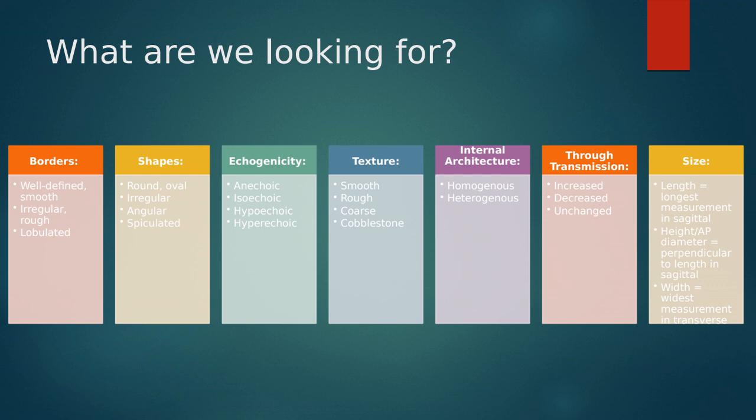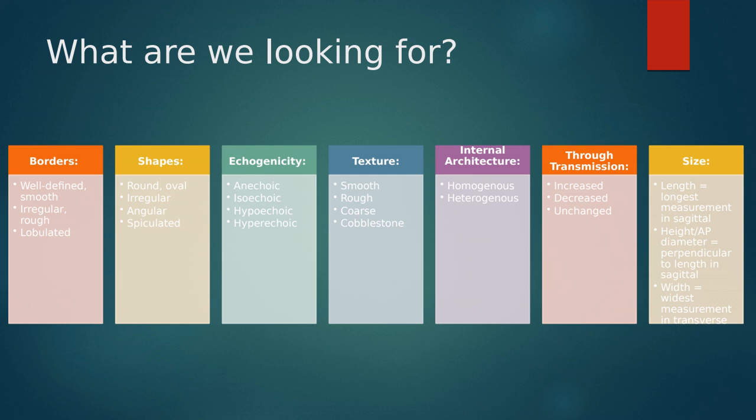The texture and the internal architecture are going to go along with that echogenicity. So the texture, are those echoes nice and uniform and aligned? It's smooth, or are they a little bit chaotic and occurring at random parts, meaning it's rough and coarse, having a cobblestone-like appearance? In terms of that echogenicity as well, is it nice and uniform, so it has the same shade of gray throughout, homogeneous? Or are we seeing mixed levels of echogenicity? We're seeing some areas that are hyperechoic and hypoechoic. That's going to lead us to believe it's more heterogeneous.